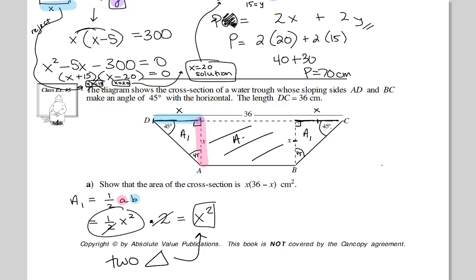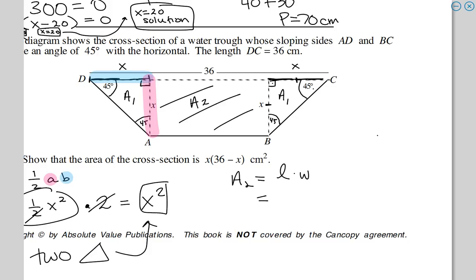Now, we also have to do this rectangle here. Let's call this A2. And the formula for A2 is just a rectangle, so LW. What's L? I don't know what L is. What's W?